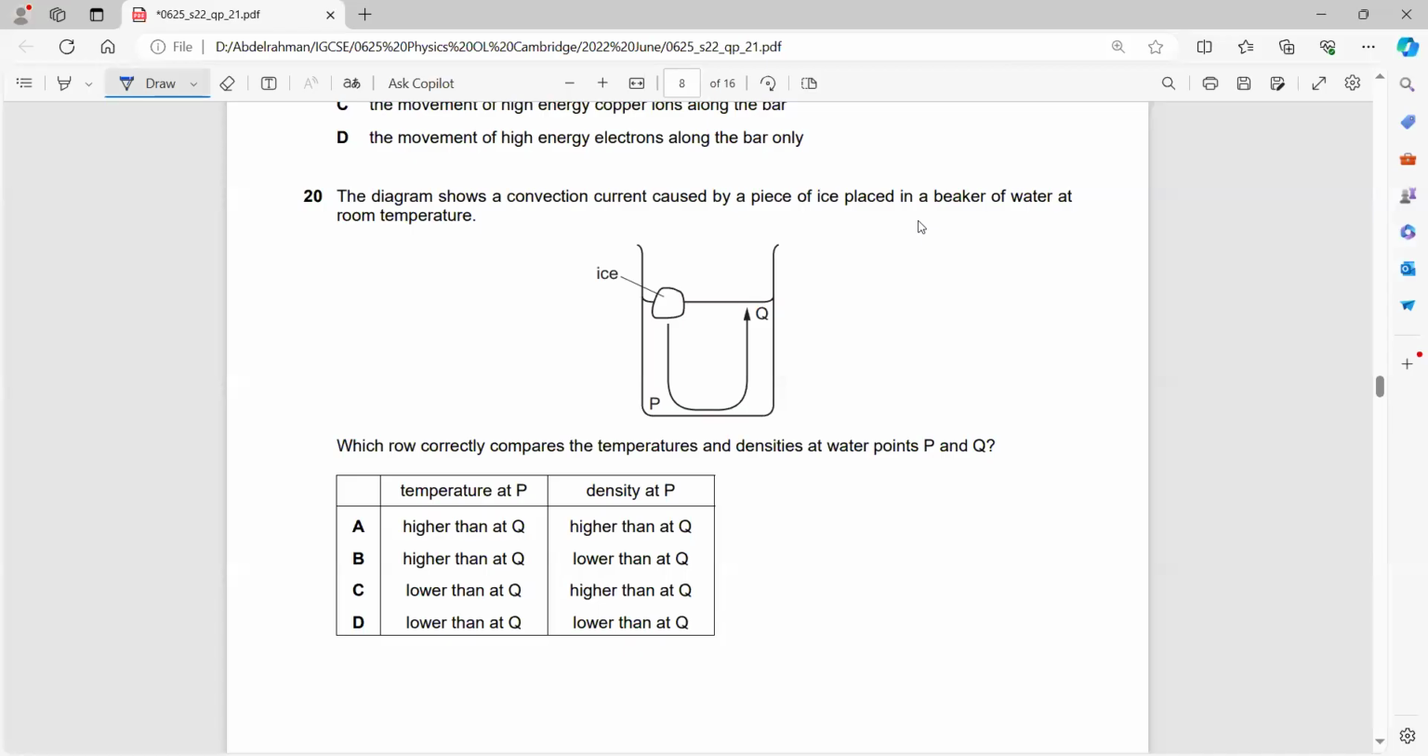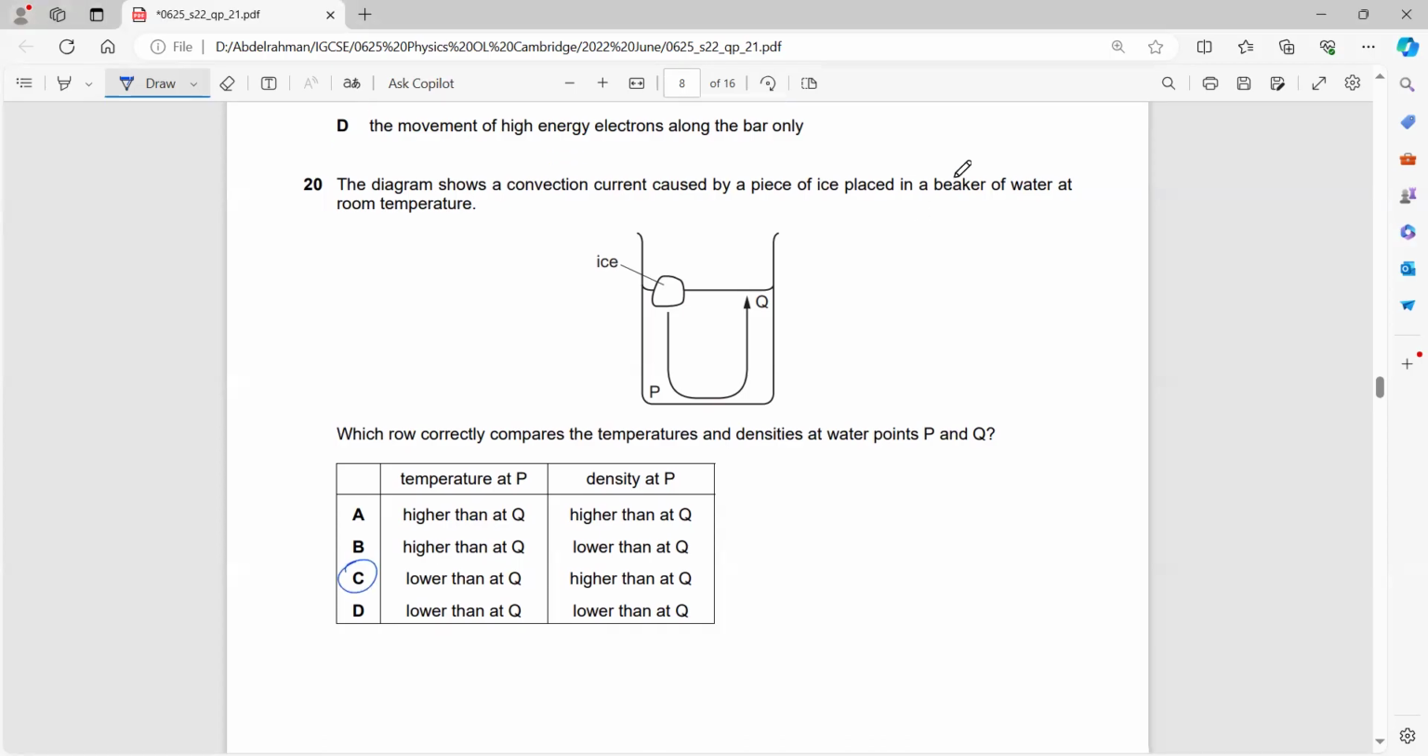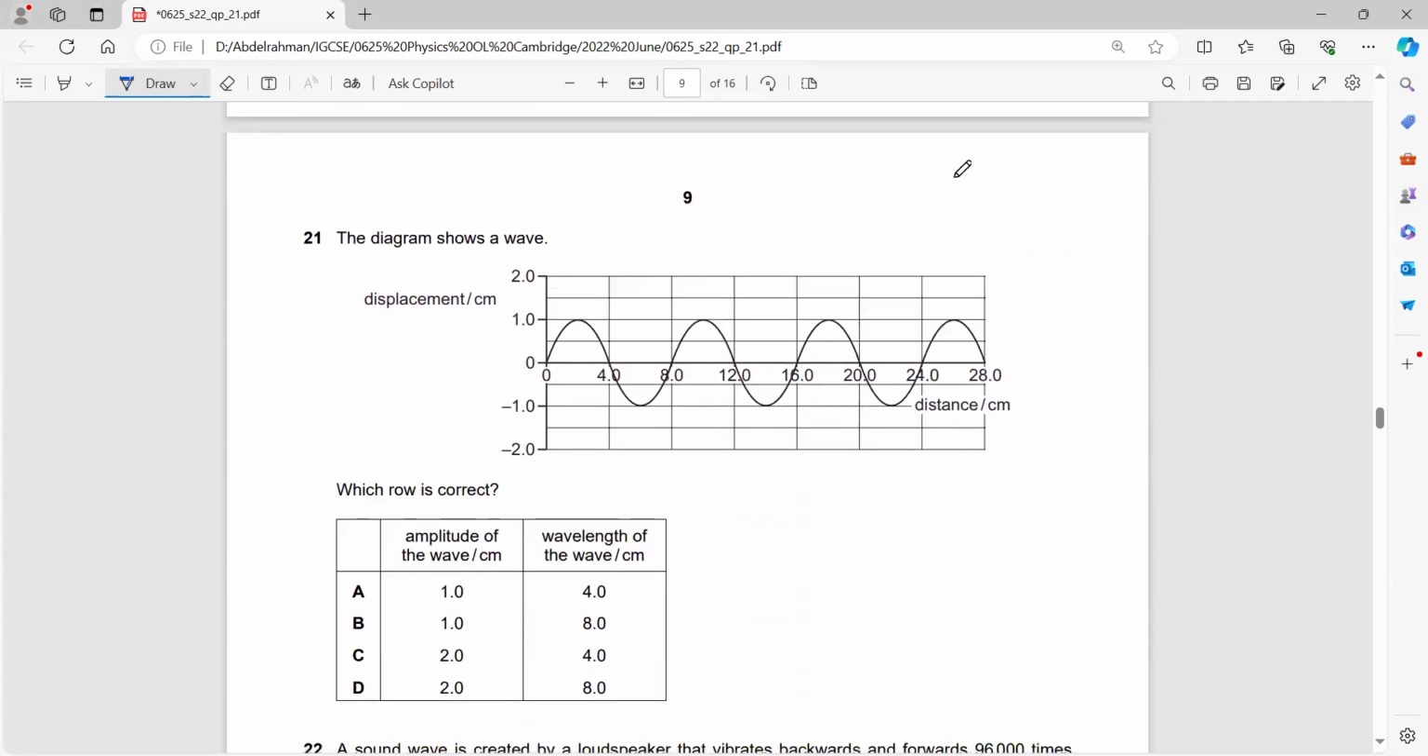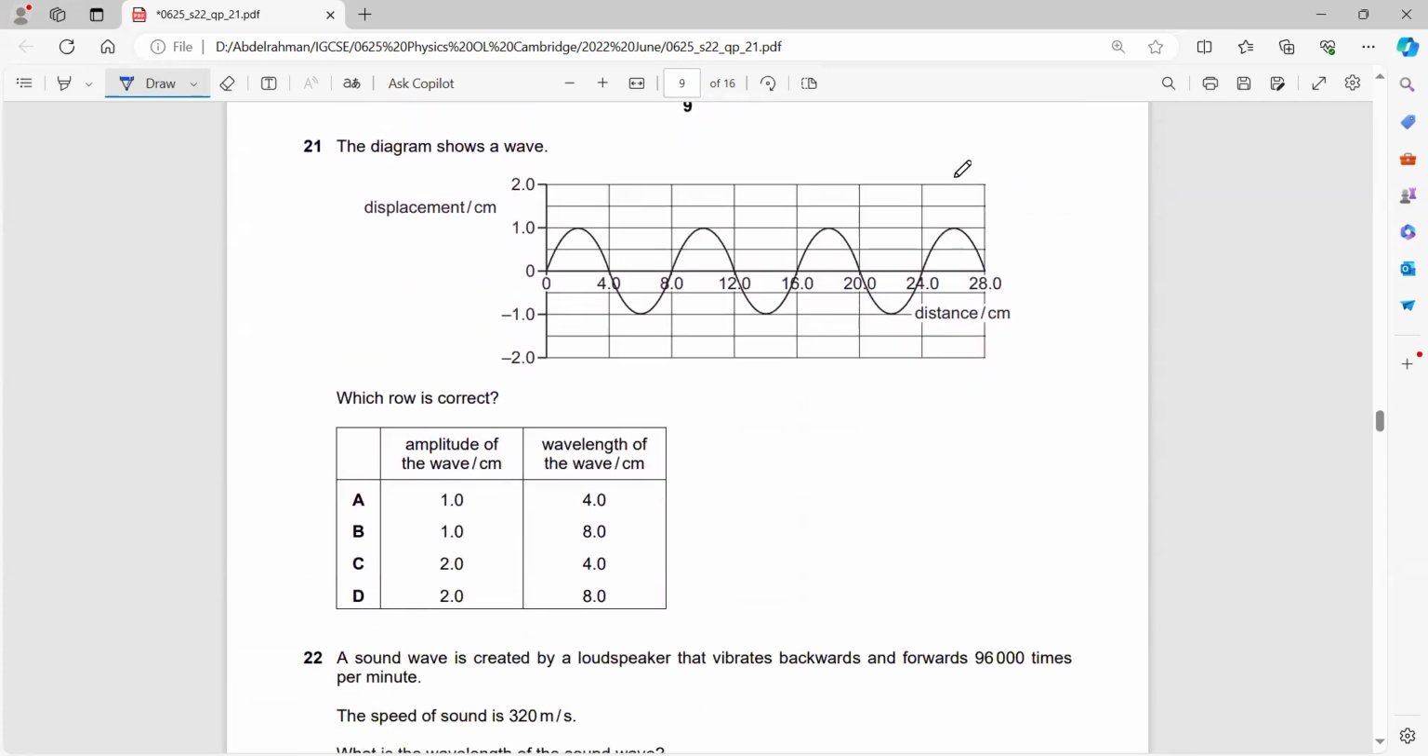At P, it is colder. And then the density is also higher at P. Yes, that is correct. Question 21, quite easy. The amplitude is 1 and the wavelength is 8. Yes.